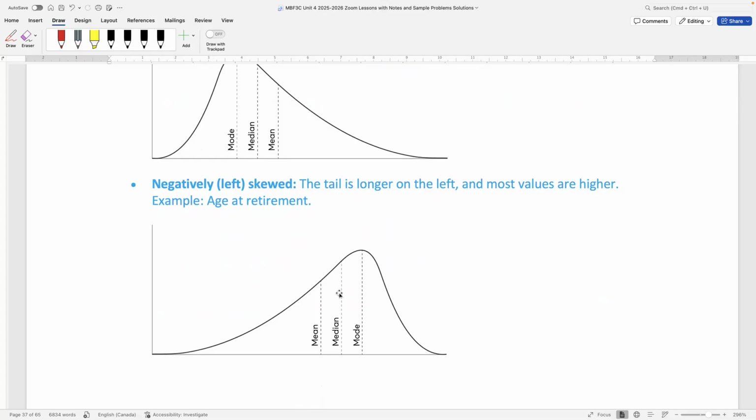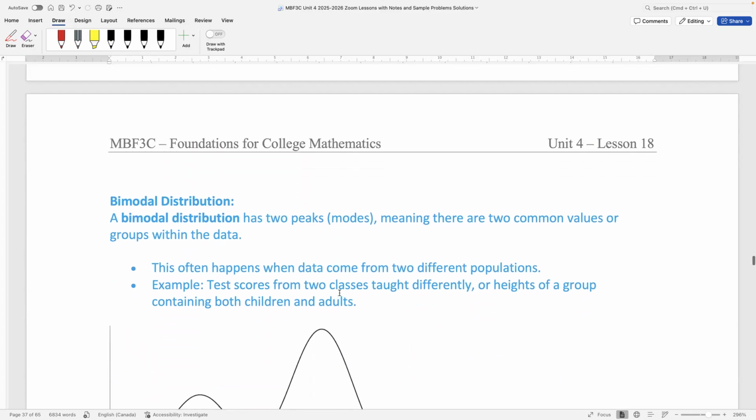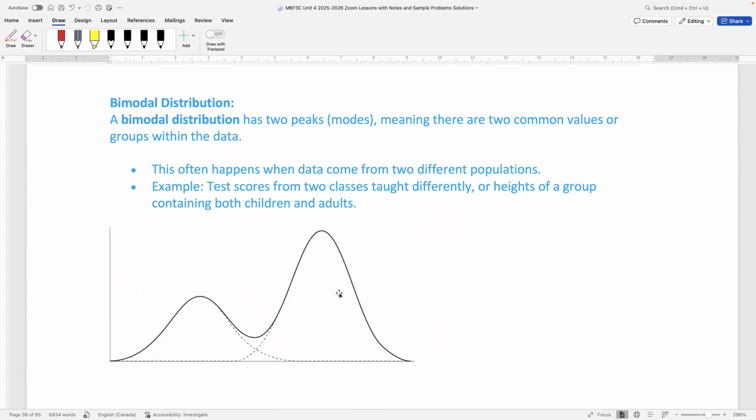So we have normal, right skewed, left skewed, and then we have one that's called bimodal. Bimodal has two peaks. So it goes up, comes down, goes back up, comes back down. So this would be a bimodal, two peaks, and two common values or groups within the data.